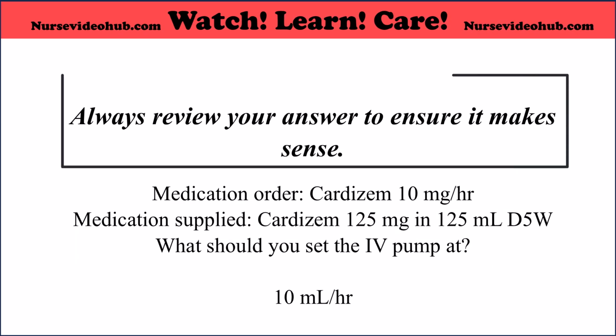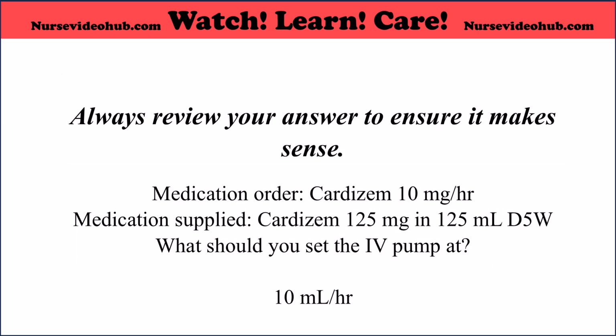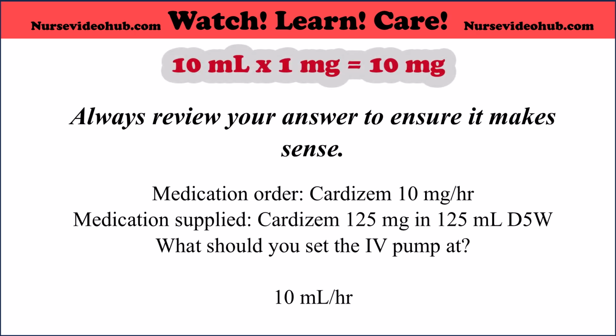Always review your answer to make sure it makes sense. The reverse method is to multiply 10 milliliters, the amount to be administered, by 1 milligram per milliliter, the concentration available, based on 125 milligrams divided by 125 milliliters, which equals 1 milligram per milliliter, and that equals 10 milligrams, the prescribed dose.